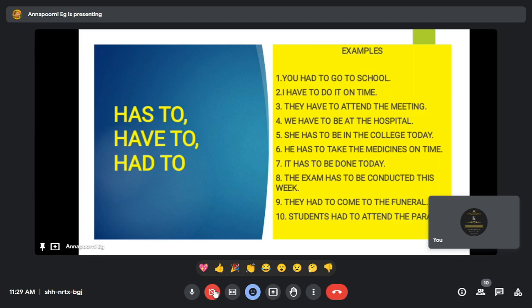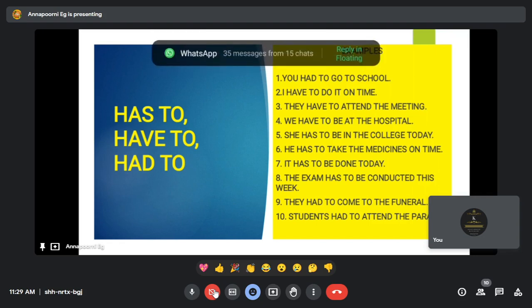You had to go to school. I have to do it on time. They have to attend the meeting. We have to be at the hospital. She has to be in the college today.